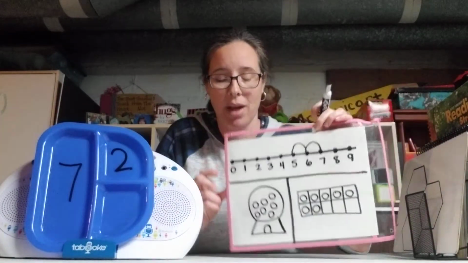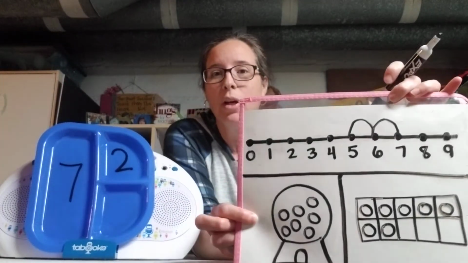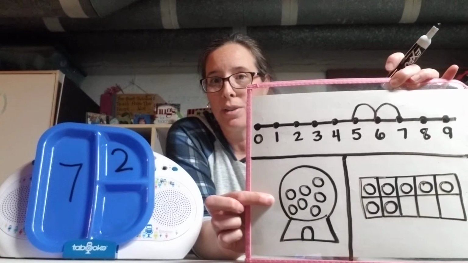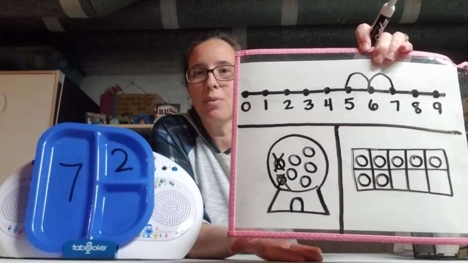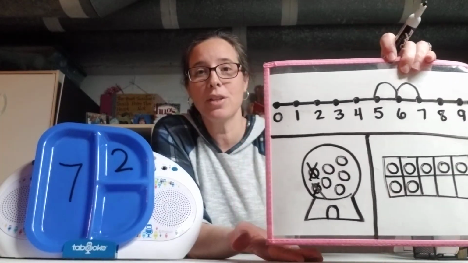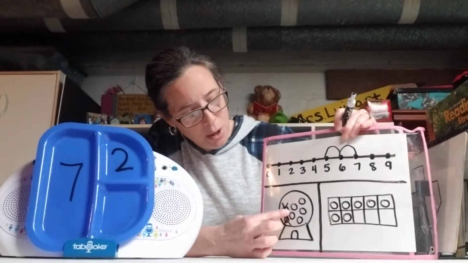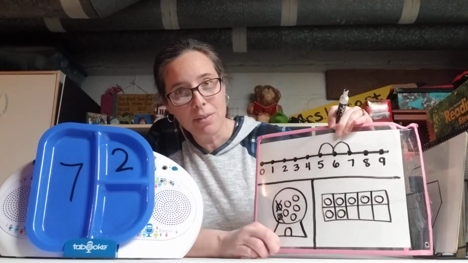Another way I could have solved that is I could have just drawn a simple picture of a gumball machine with 7 gumballs. If Reagan came and took 2 gumballs out of the machine, I can simply cross off 2 gumballs. And then I can count what is left. And when I count my gumballs, what is left, I would see 1, 2, 3, 4, 5.